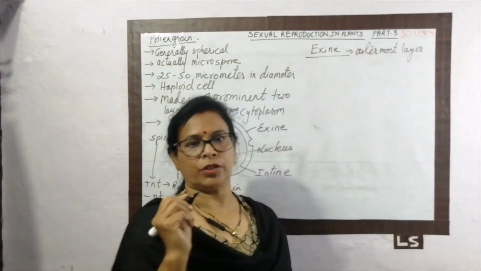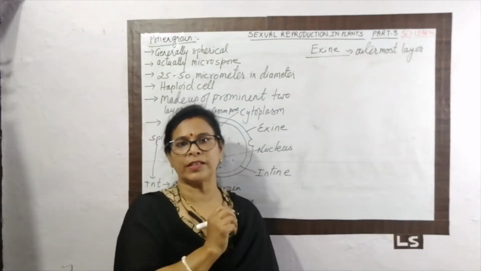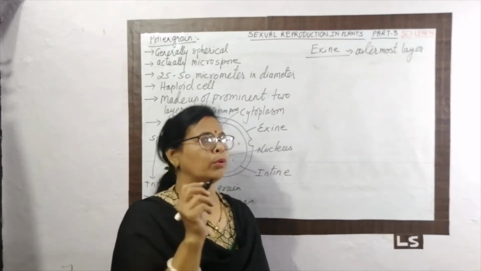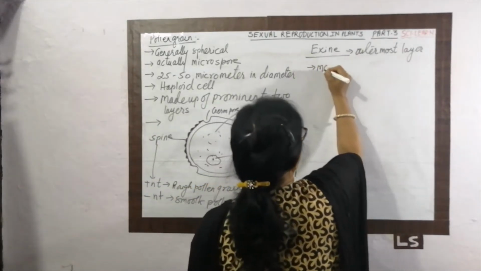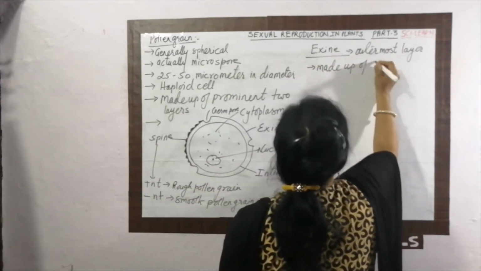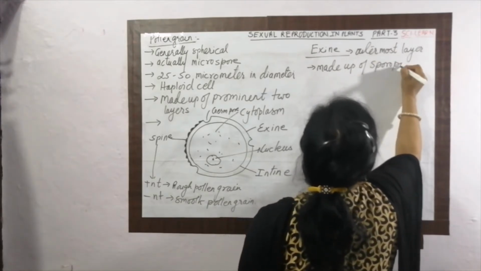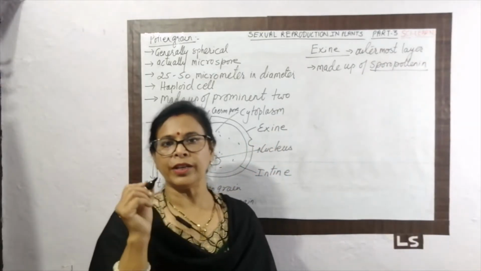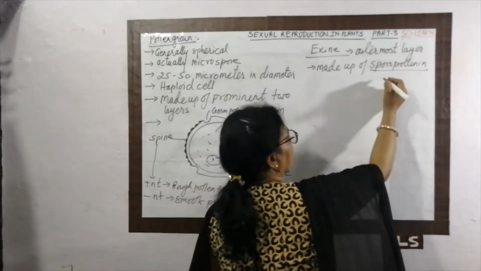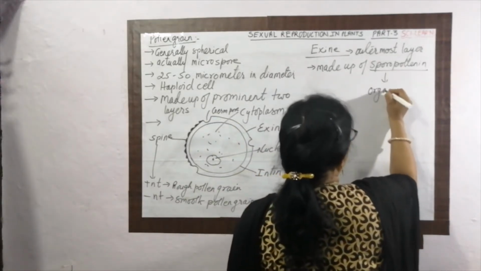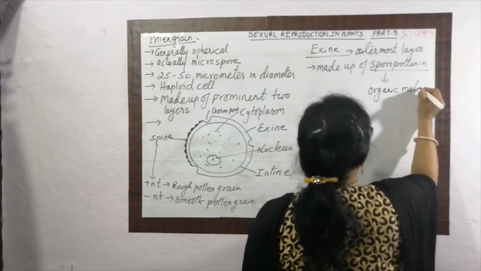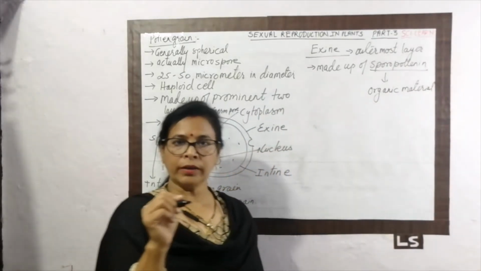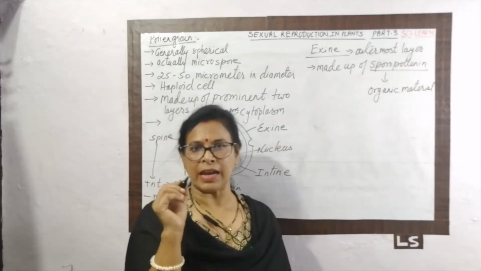It is very much important. Why is it important? What is the importance of exine? Exine is made up of one material called sporopollenin. This sporopollenin is a very important substance. It is organic matter which forms the outermost layer of the pollen, the part by which the exine is formed.